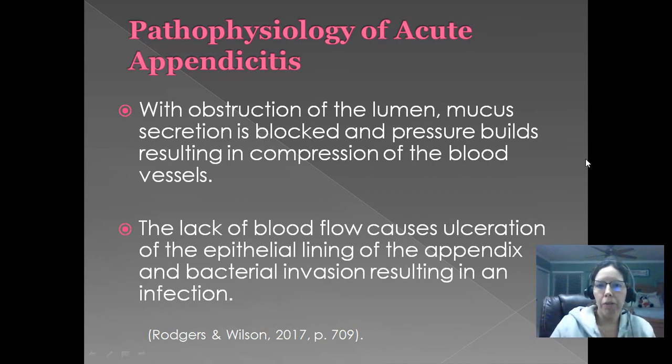Let's go over the pathophysiology of acute appendicitis. With an obstruction of the lumen of the appendix, mucus secretion is blocked and pressure starts to build, resulting in compression of the blood vessels. This lack of blood flow then causes an ulceration of the epithelial lining of the appendix, resulting in bacterial invasion, which will develop into an infection.